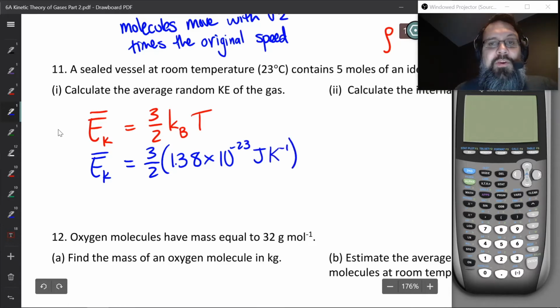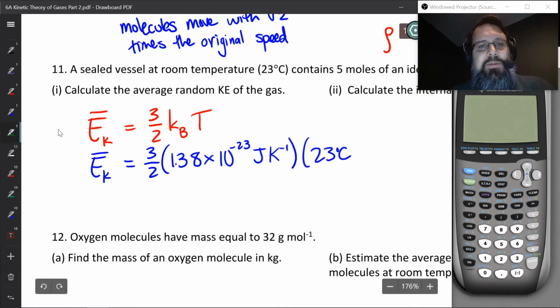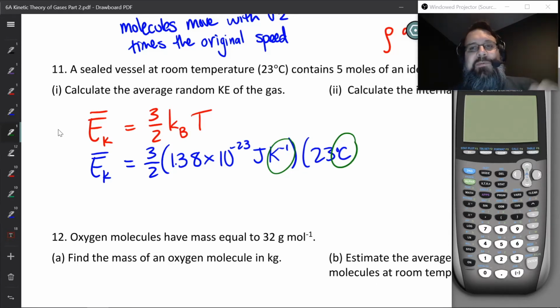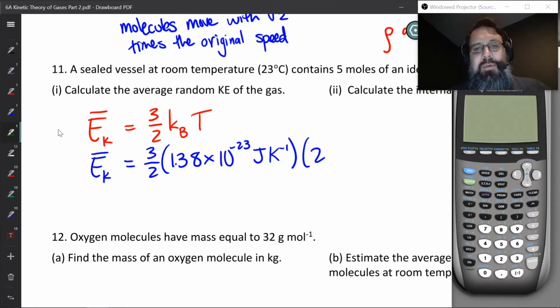When you go to multiply by the temperature, you better not put 23 degrees Celsius in there, because the Kelvin and the Celsius won't cancel. And that's bad, because we need the energy to be in joules. So we know right away that you can't plug Celsius into this equation. Remember, the units are really important.